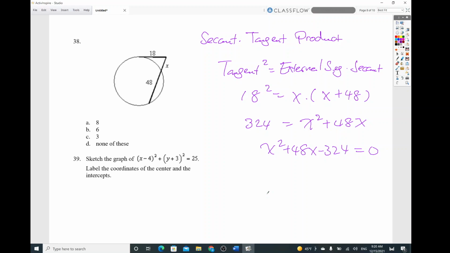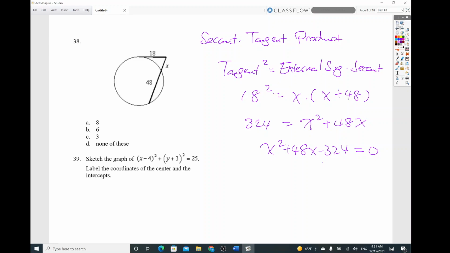Or perhaps using 36 times 9. Okay, so 36 times 9. So just find out whether it's factorable or not. If this one is non-factorable, then basically you just want to use the quadratic formula. Okay, so finish that one.